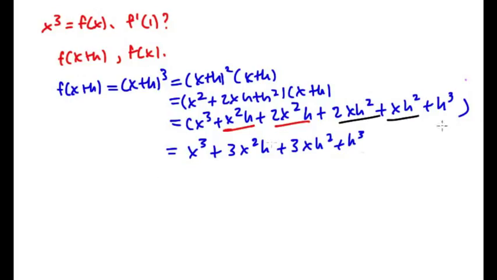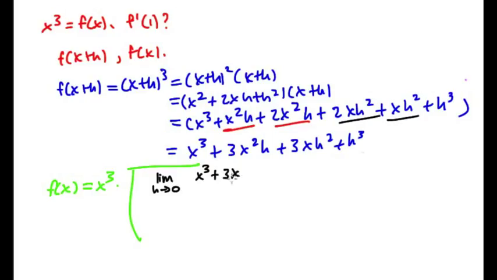And what is f of x? Well, that's just x cubed. So now put it into our difference quotient. We're going to get the limit as h approaches 0 of this huge thing, x cubed plus 3x squared h plus 3xh squared plus h cubed, minus x cubed, over h. And you can see why people don't like doing derivatives using the difference quotient, because it takes so god-awfully long.